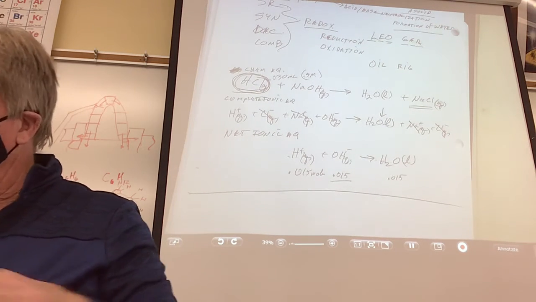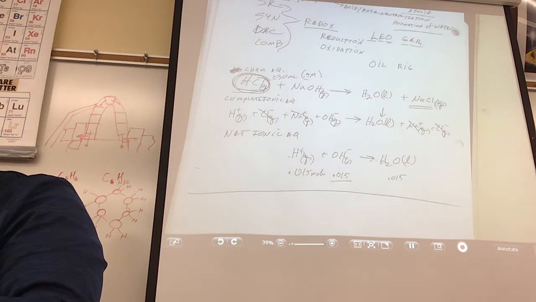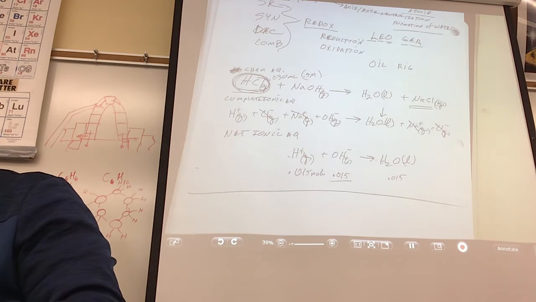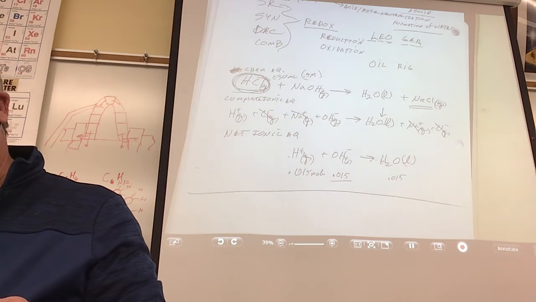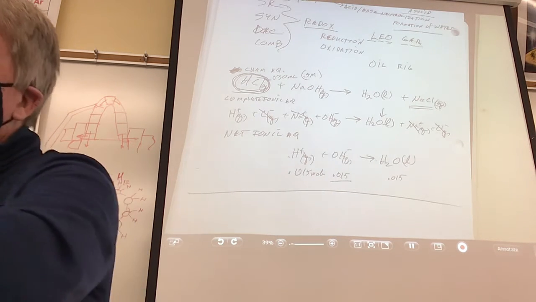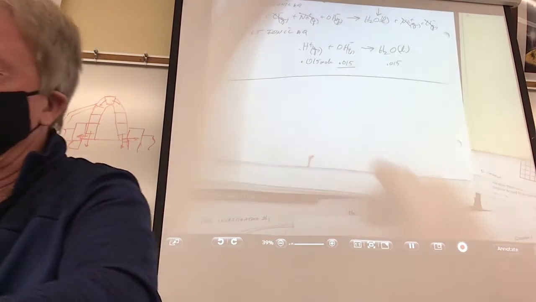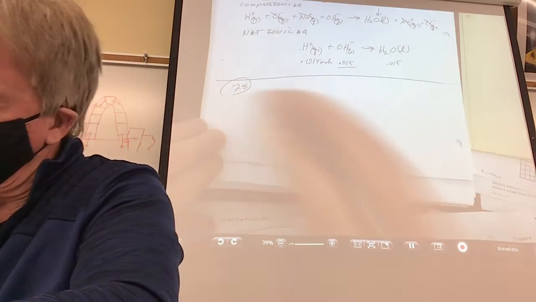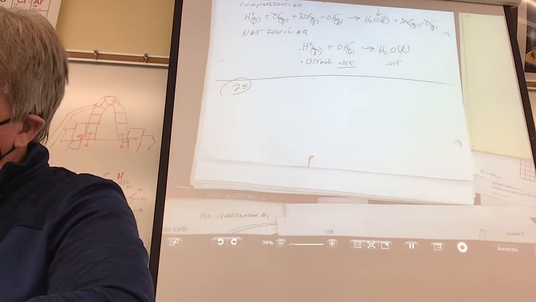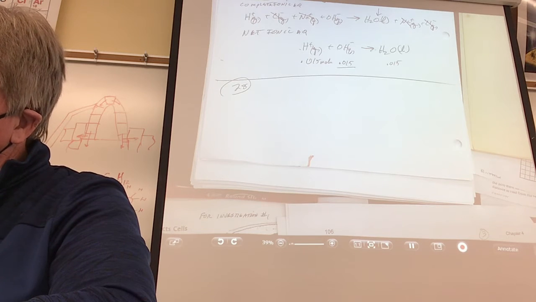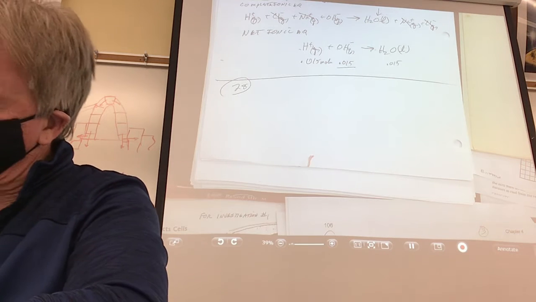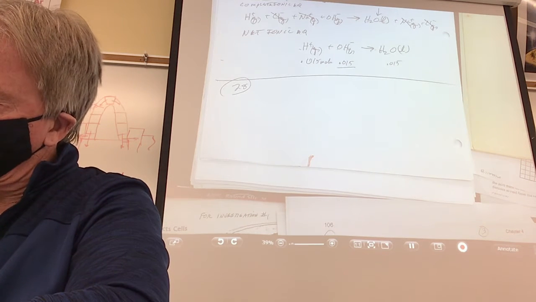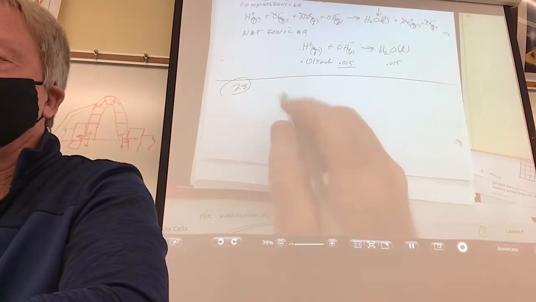I need a good example here, so why don't we do a homework problem? Here it is, number 28. Let's do homework problem number 28. Write a formula, complete ionic and net ionic equations for the following reactions. All right, let's do the first one. Aqueous sodium sulfide.